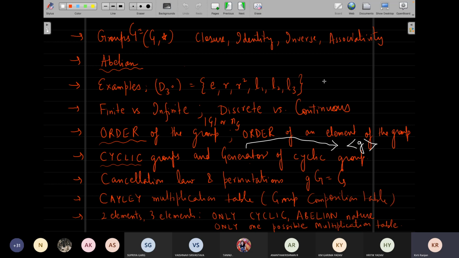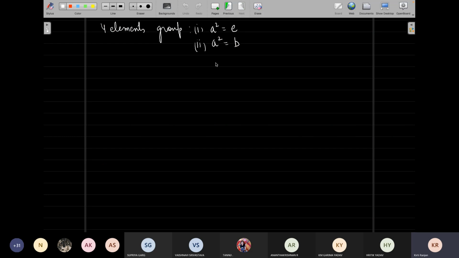In both of these cases, with 2 and 3 elements, we had only one possibility of group structure, which means whenever you encounter a finite group of 2 elements or 3 elements, there exists only one structure, and that is what we call the cyclic structure of the group. And towards the end, I gave this question: try to find a 4-element group, one with a square equal to E and another with a square equal to B.